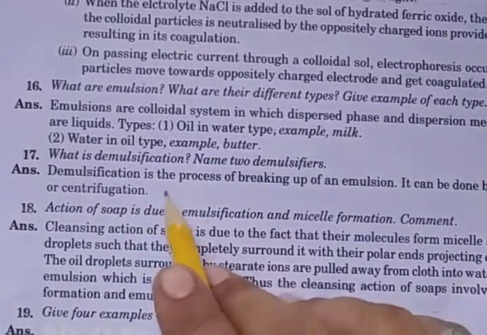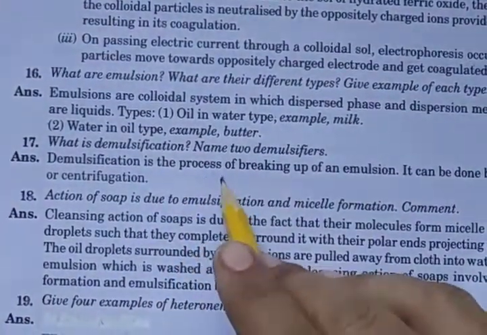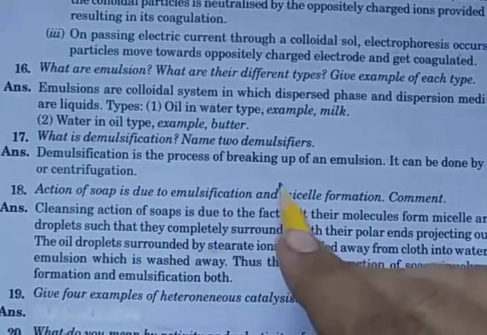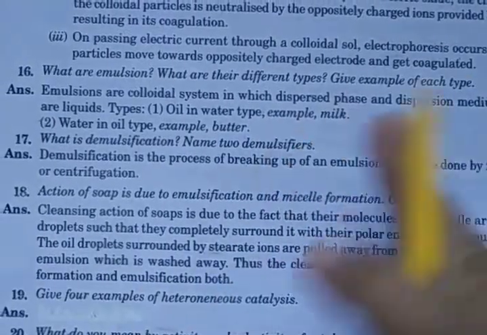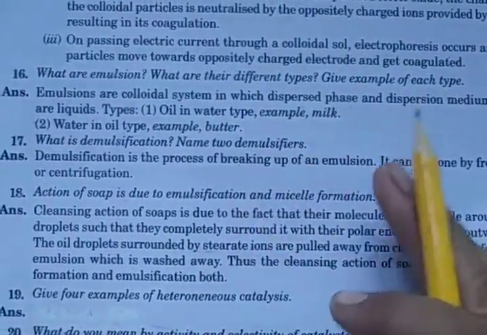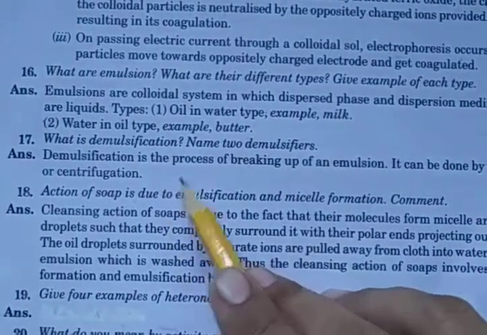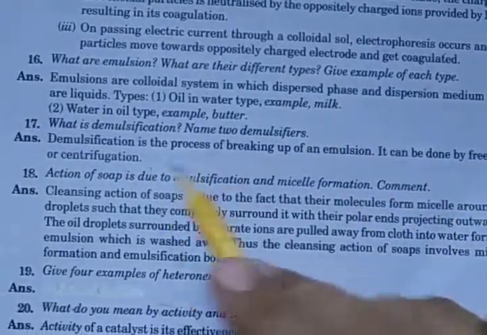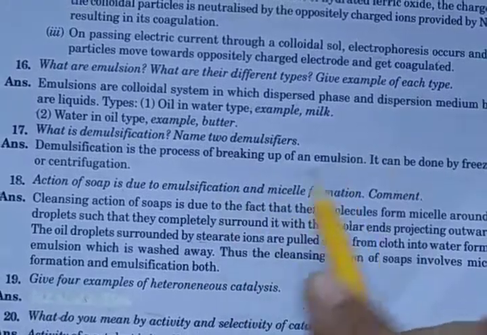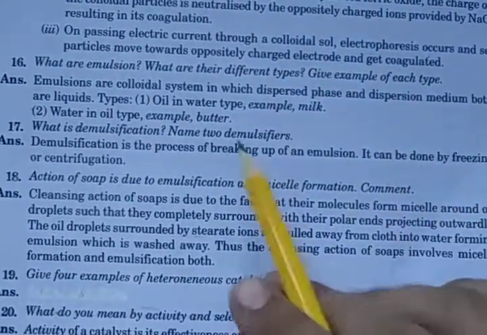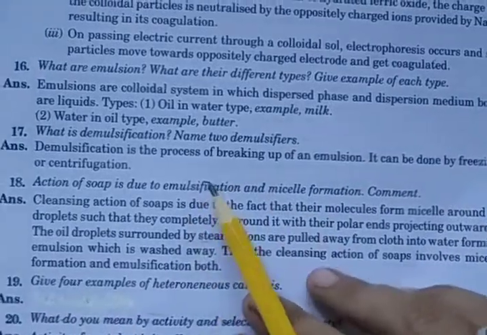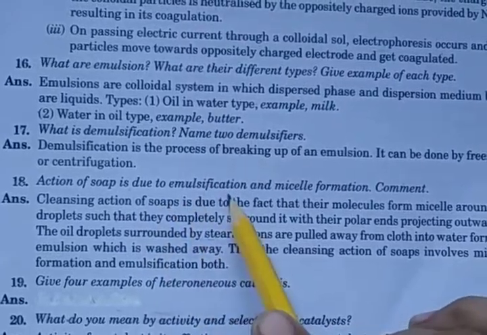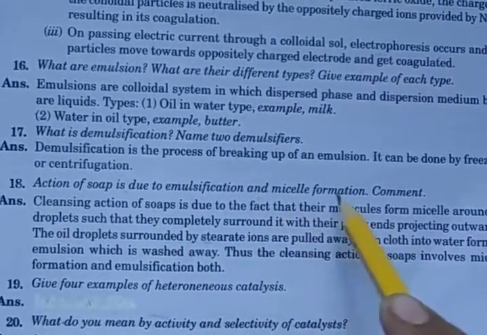Question number 17: What is de-emulsification? And name two de-emulsifiers. De-emulsification is the process of breaking up an emulsion, that is, separating the dispersed phase and dispersion medium. It can be done by freezing or centrifugation.